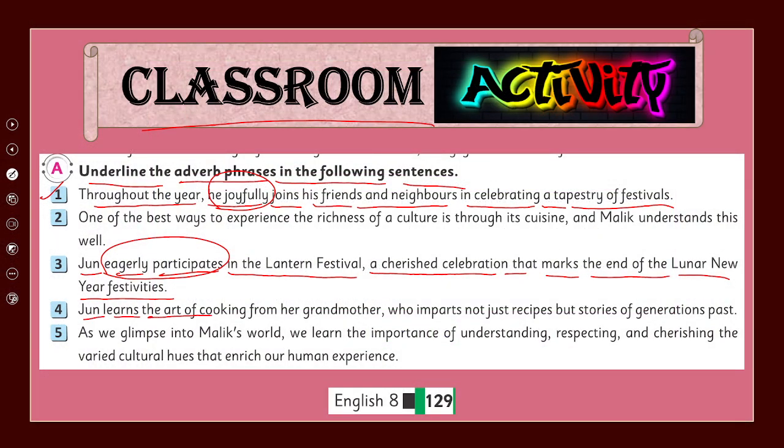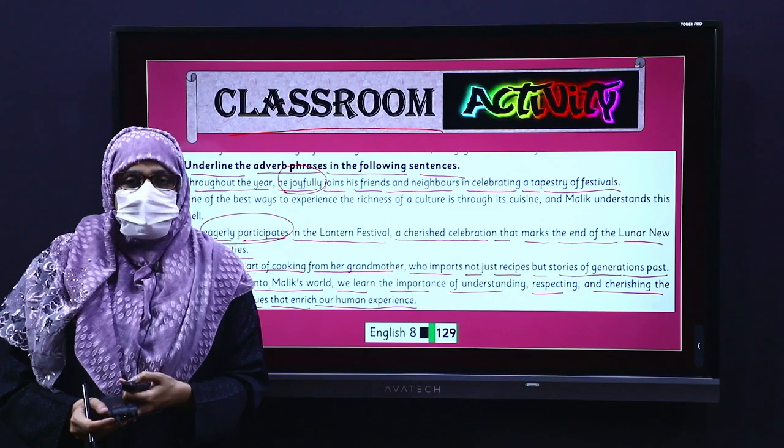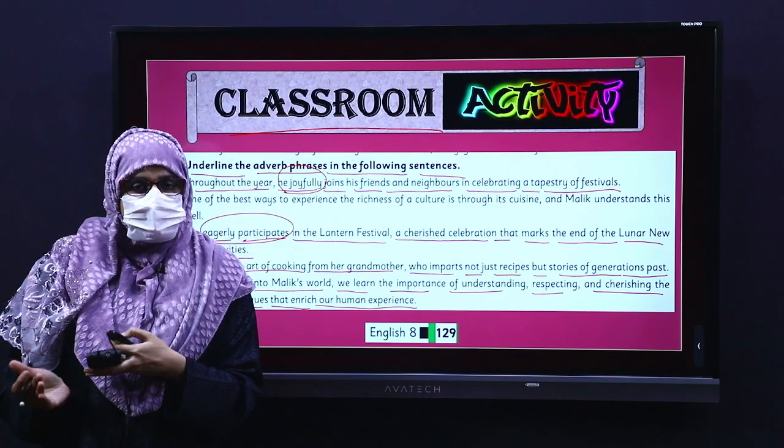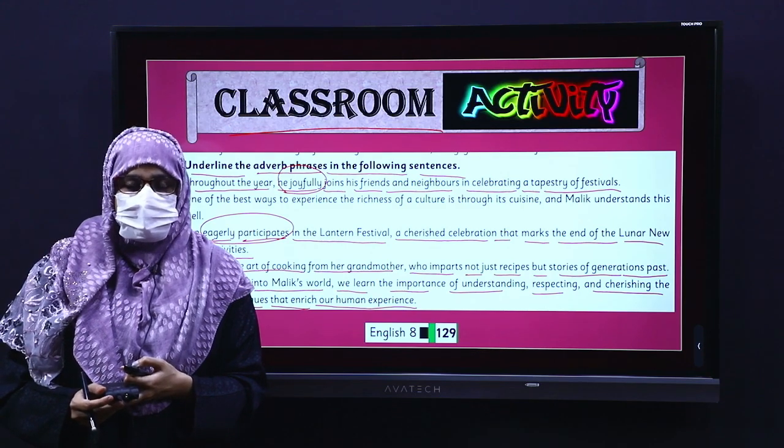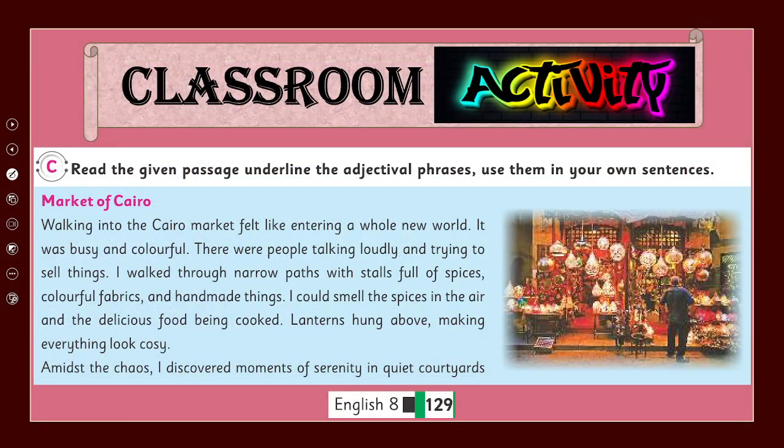June learns the art of cooking from her grandmother, who imparts not just recipes, but stories of generations past. As we glimpse into Malik's world, we learn the importance of understanding, respecting, and cherishing the varied cultural hues that enrich our human experience. So, keeping the rules of adverbial phrase in mind, you will underline the adverbial phrases in these sentences. Let's have a look at this passage.